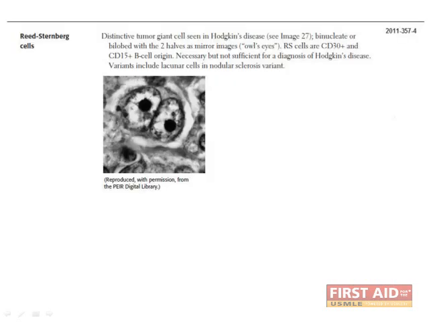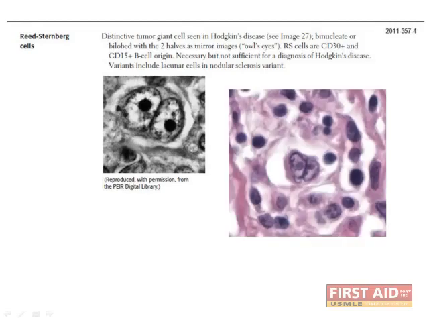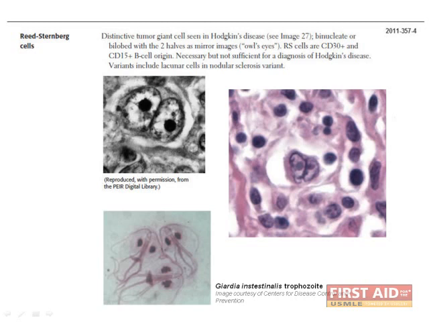If you see Reed-Sternberg cells, think Hodgkin's lymphoma. The cells are binucleate, making them look like they have owl eyes. They are often surrounded by a pale halo. On flow cytometry, they are CD30 and CD15 positive B cells. Can you think of other cells that look like they have eyes? One example is Giardia, but hopefully these look different enough they won't get them confused.